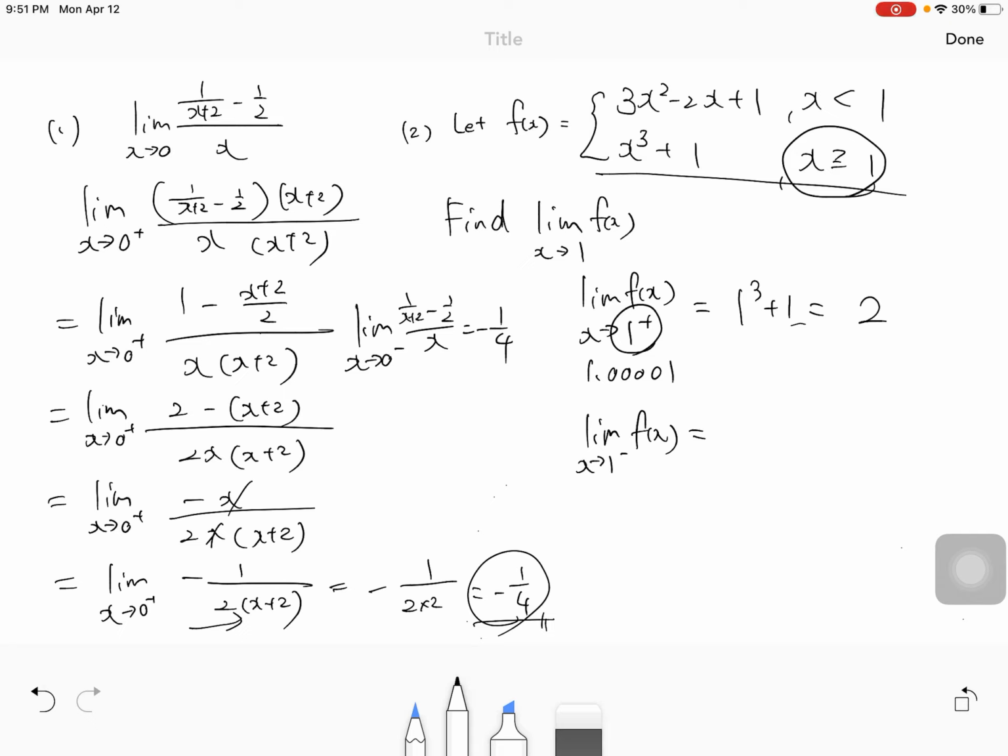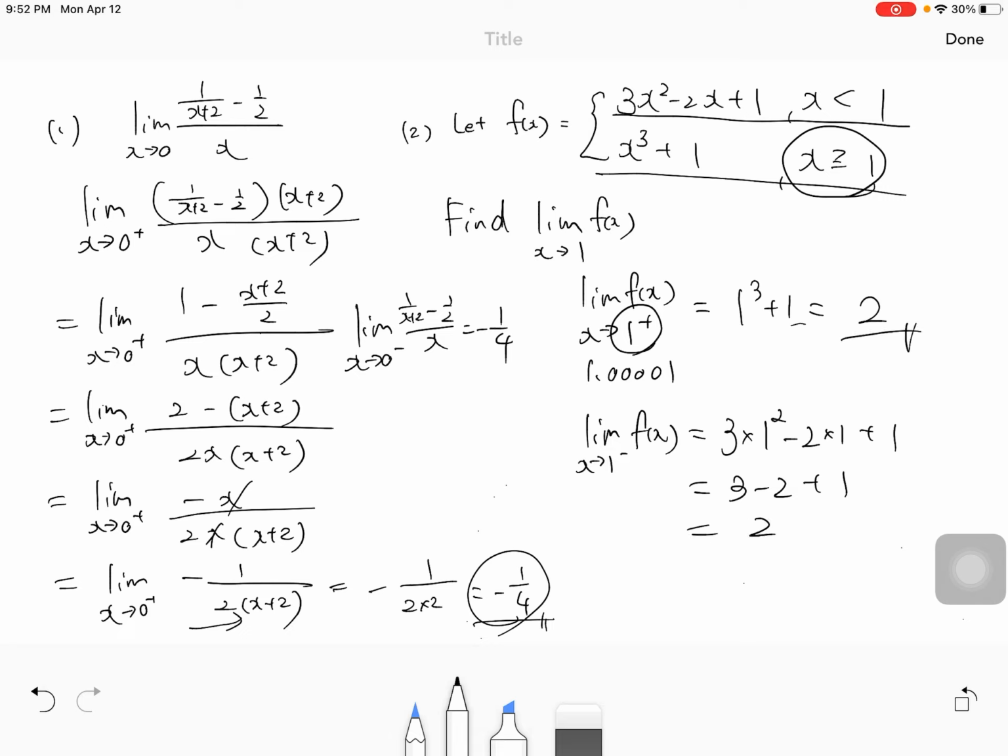And the other one says x approaches 1 from the left side. This means x is getting close to 1, but a little bit smaller than 1. This means like 0.99999 or something like that. So you would use this relation. So let me plug in. 3 times 1 squared negative 2 times 1 plus 1 is equal to 3 negative 2 plus 1, which is 2.